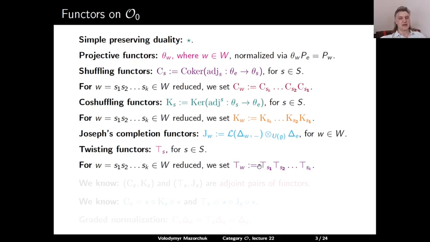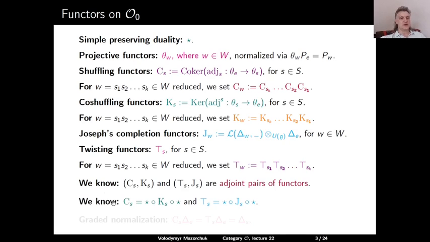In other words, this tells us that twisting acts on the left on our category, while shuffling and co-shuffling act on the right. We know that shuffling is left adjoint to co-shuffling and that twisting is left adjoint to Joseph's completion. We also know that shuffling is the conjugation of the co-shuffling by duality, and similarly twisting is the conjugation of Joseph's completion by duality.